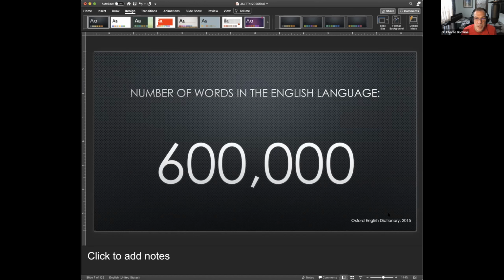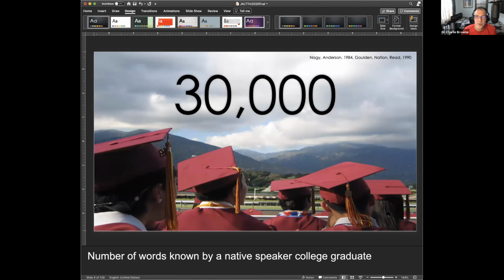The good news is that most students of English, their target is, they say, well, I want to be like a native speaker. I want to speak English as good as a native speaker. Well, native speakers don't know 600,000. So the good news is that the average native speaker only knows about 5% of the English language. The average adult native English speaker who's graduated from college knows about 30,000 words, so about 5% of the language. So, instantly that means we're already winnowing out 95% of the English language. But that's the good news.